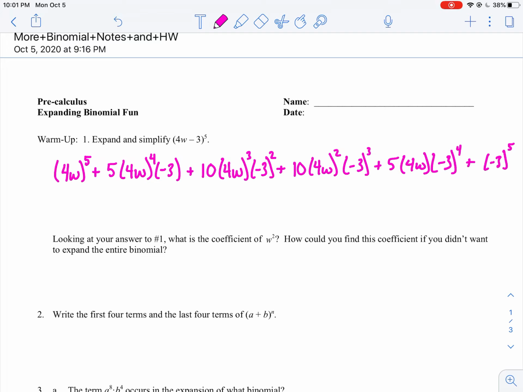And of course, now we can do some simplifying, right? So 4 to the fifth. Again, the most common mistake on these problems is right there at the beginning, forgetting to actually raise the 4 to the fifth, right? So we actually want to raise the 4 to the fifth. Hold on a sec because there's some multiplying here. I'm going to get my calculator out. So 4 to the fifth is 1024. This is going to be a really big one. So 1024 w to the fifth.